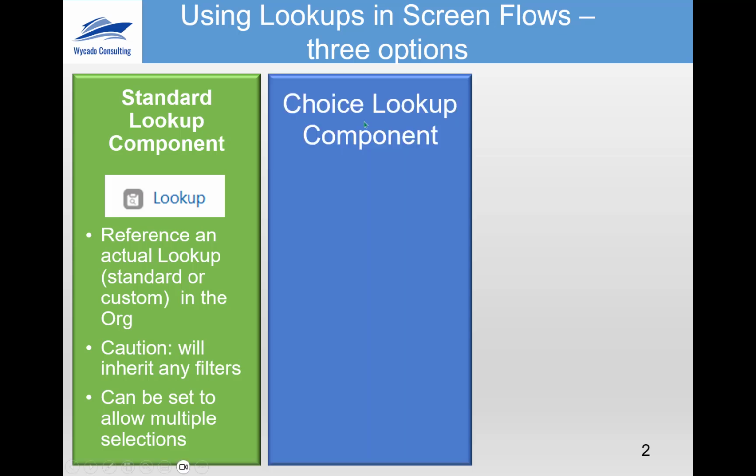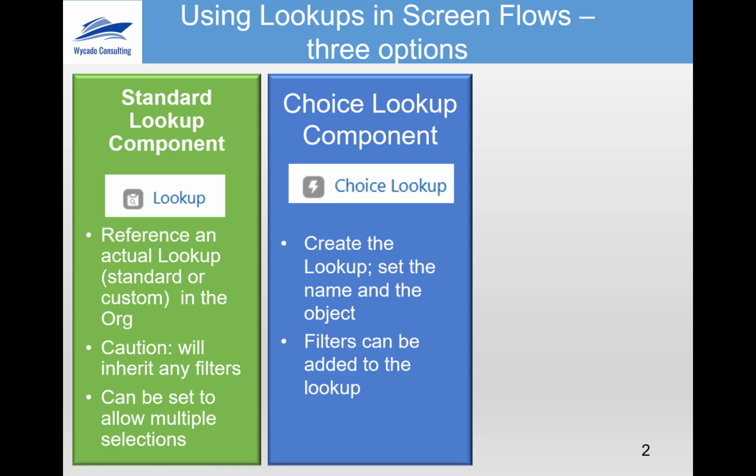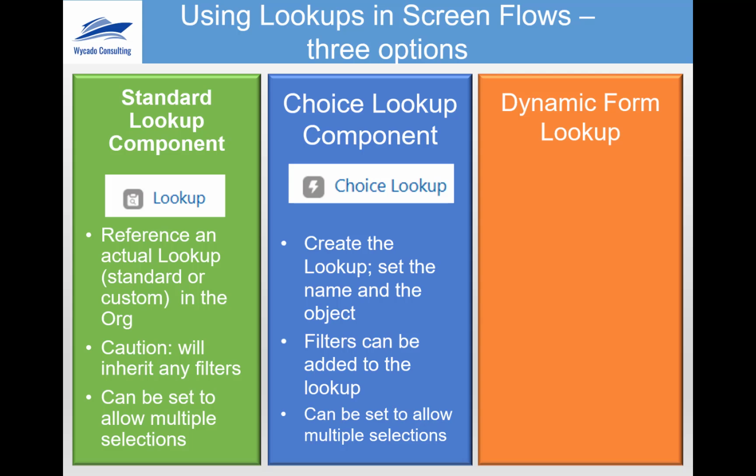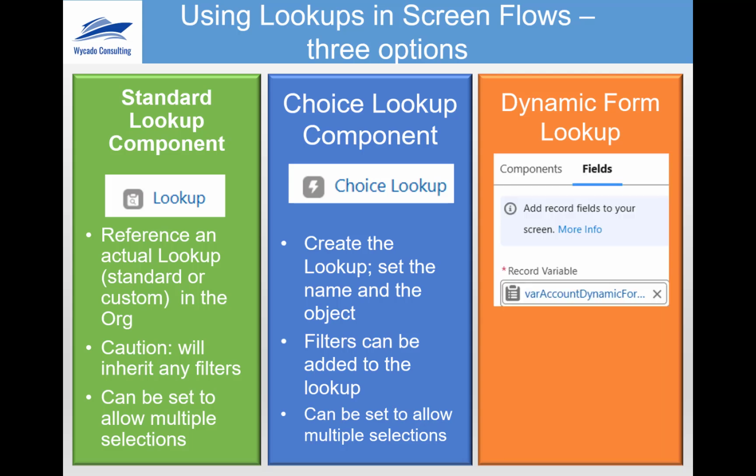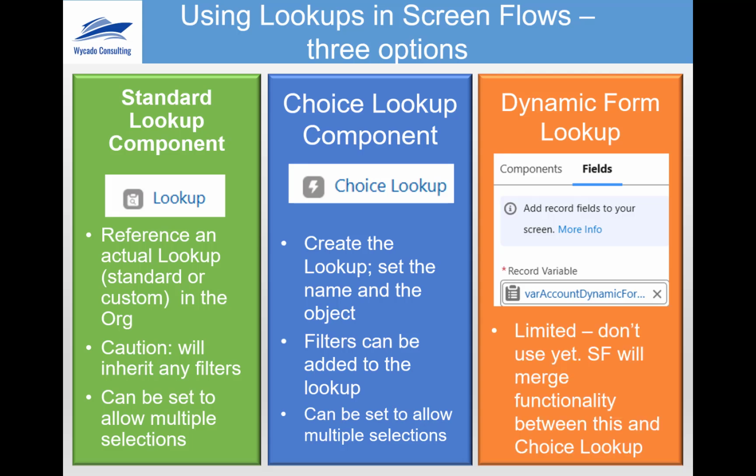Then we have the choice lookup component. Looks like that, you add to the screen flow. You create the lookup. You set the name and the object, and filters can be added to the lookup right in the choice lookup component itself. This can be set to allow multiple selections also. The third option is the dynamic form lookup. You're on that Fields tab in the org, and my advice on this one, don't use it yet. Salesforce will merge functionality between this and the choice lookup going forward.